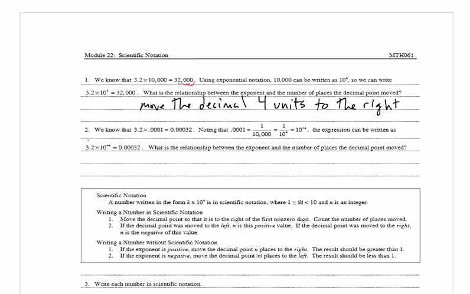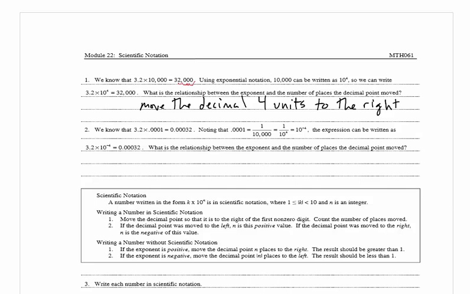In 2, it says we know that 3.2 times 0.0001 is equal to 0.00032, noting that 0.0001 is equal to 1 over 10,000, or 1 over 10 to the fourth, which is also equal to 10 to the negative fourth. The expression can be written as 3.2 times 10 to the negative fourth, and then it wants to know what is the relationship between the exponent and the number of places the decimal moved.